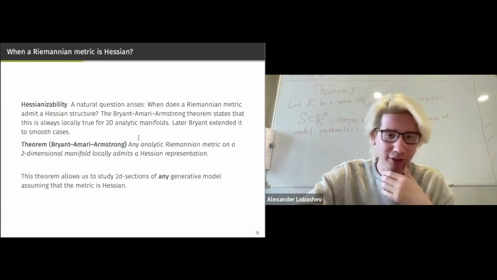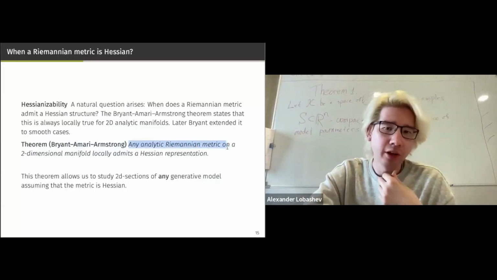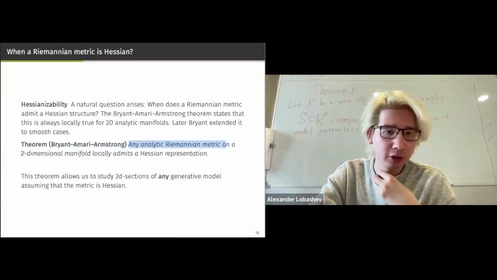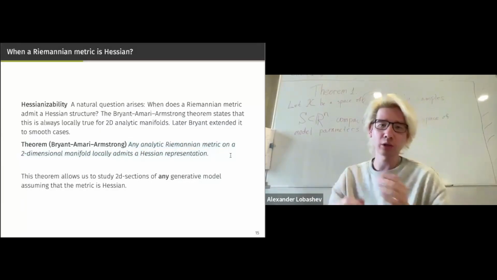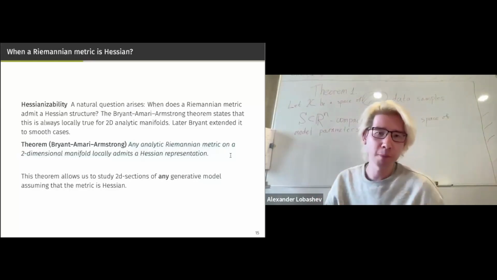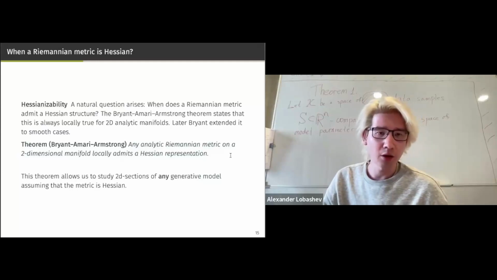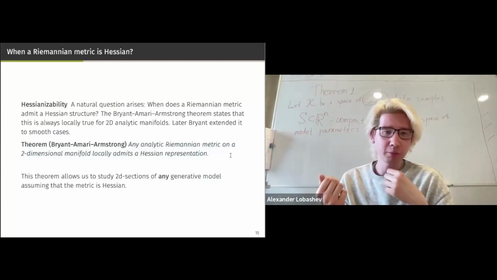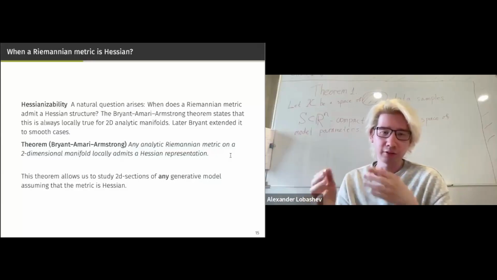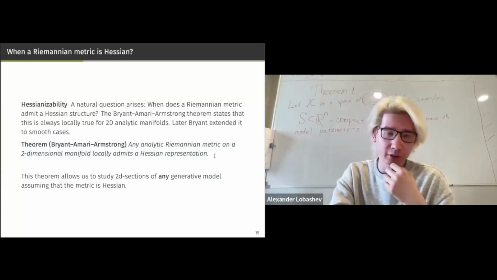Okay, and what is the actual statement? The theorem states that any analytic Riemannian metric on a two-dimensional manifold locally admits a Hessian representation. So it means that you could learn a generative model, and its Riemannian metric, defined as the Fisher information metric, will be of Hessian type.